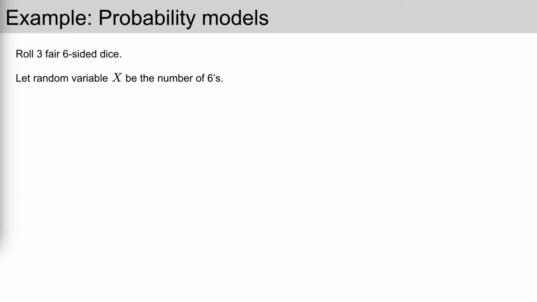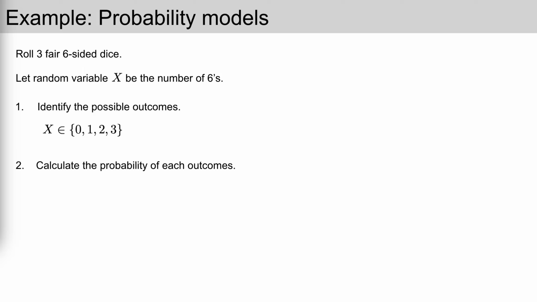To demystify these technical definitions, let's reconsider the example where we roll 3 dice and are interested in x, the number of 6s in the sequence. The first step in building the probability mass function for x is to identify the possible outcomes of x. To this end, recall that we might observe 0, 1, 2, or 3 6s. The next step is to calculate the probability of each one of these outcomes. Let's begin by calculating the probability that x equals 0.